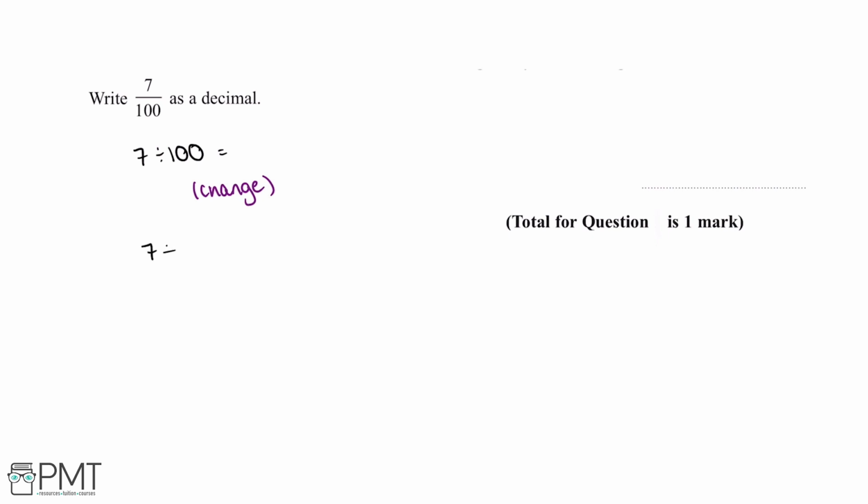We can rewrite it as 7 divided by 10 divided by 10. And 7 divided by 10 is 0.7, and then 0.7 divided by 10 gives us 0.07. Either method will work and both will get you 1 mark.